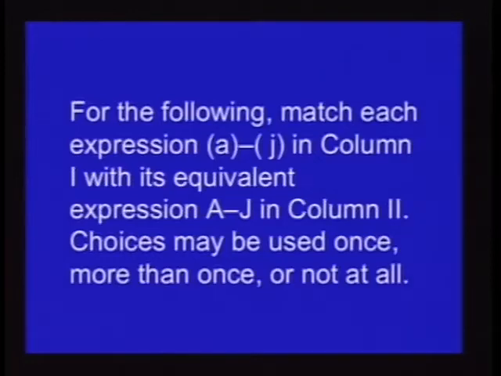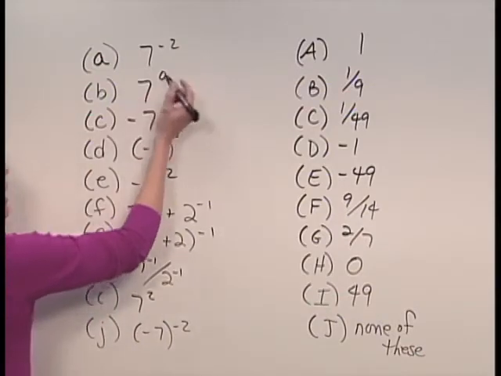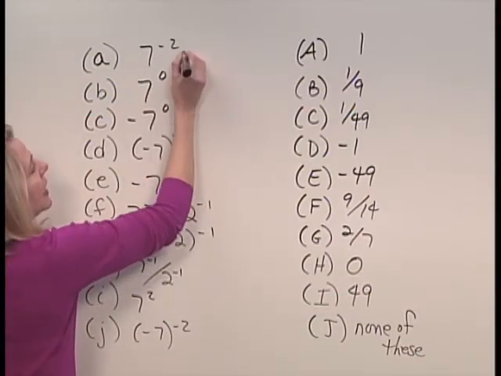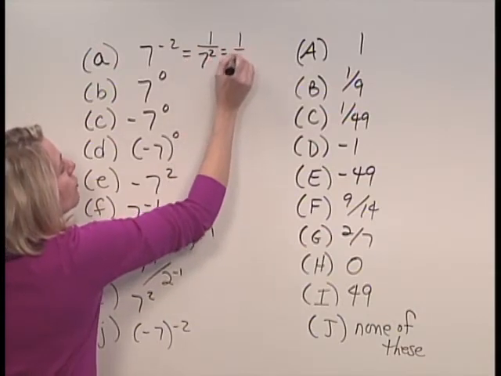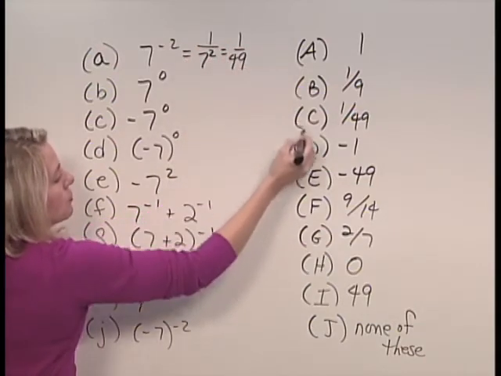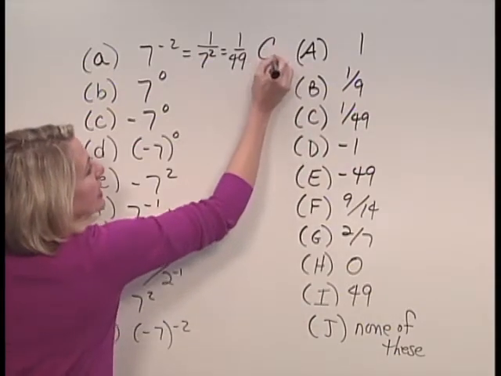For the following, match each expression A through J in column 1 with its equivalent expression A through J in column 2. Choices may be used once, more than once, or not at all. Let's start with A. 7 raised to the negative 2 power is 1 over 7 squared, which is 1 over 49. Choosing from those answers in the second column, this would be C.